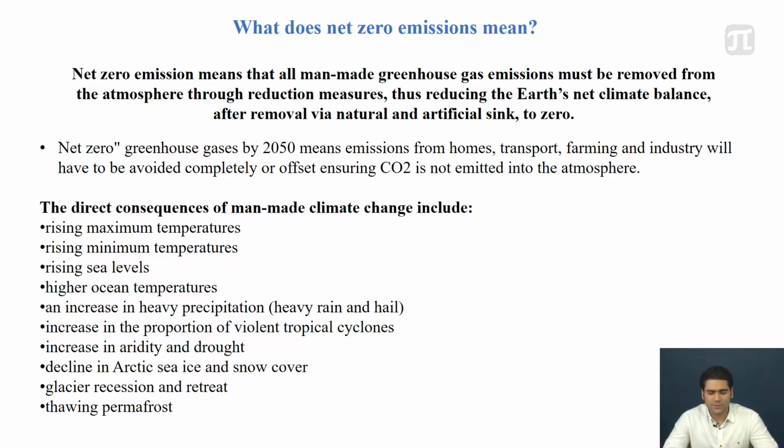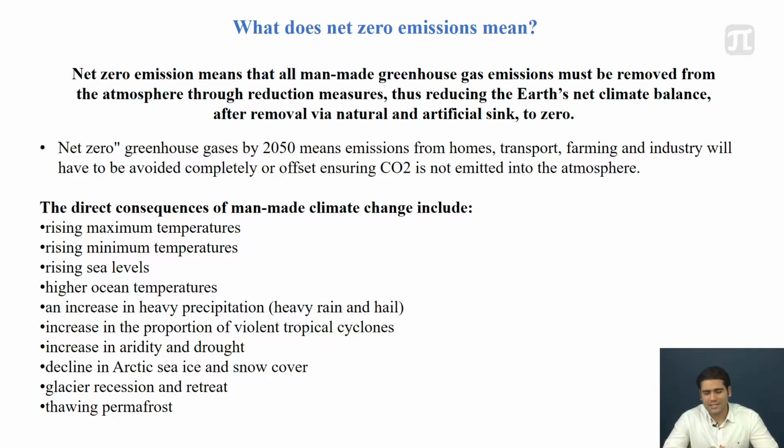But there is a difference between net zero emission and zero carbon emission. Zero carbon emission means that you shouldn't produce any carbon dioxide in your industry, in your power plant. But net zero emission means that you can produce carbon dioxide, but at the same time you have to remove this produced carbon dioxide.